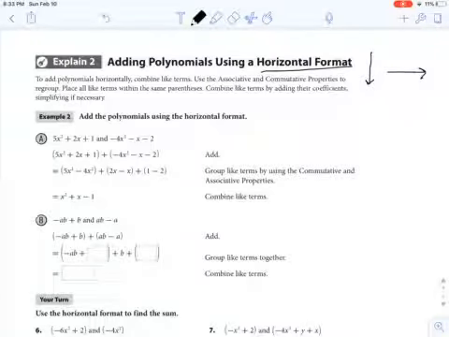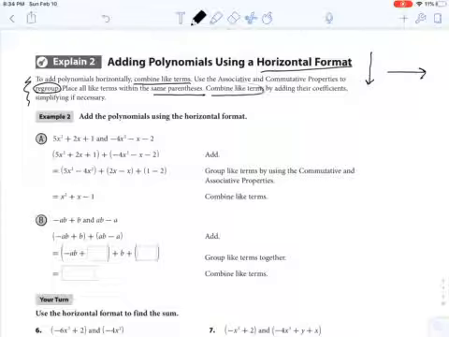Okay, so a few key words that we need to look at within this paragraph are combining like terms, regrouping, place all like terms within the same parentheses, and then combine like terms by adding their coefficients, simplifying if necessary. So simplifying is always something we want to look to do. Okay, so for this first example, go ahead and just watch.